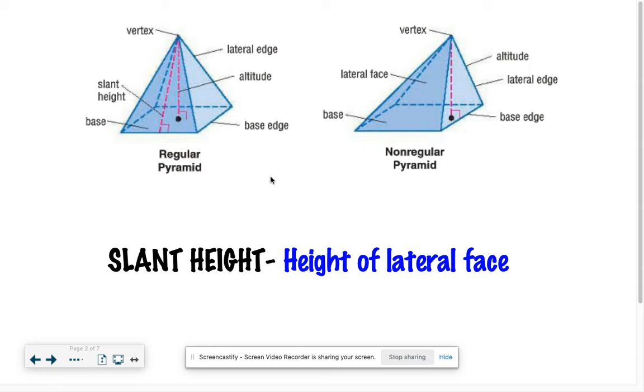Okay, slant height is the height of your lateral face. So if we look here, do you guys see how this slant height is coming towards the edge of our polygon? So that's telling us the height of our lateral face. Whereas the height or altitude of the actual pyramid goes from the vertex down to the middle of your base. Now it's really hard to think three-dimensional on a sheet of paper, but just try to visualize it, okay?